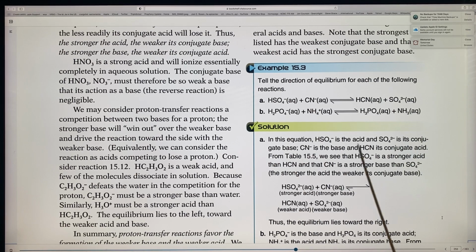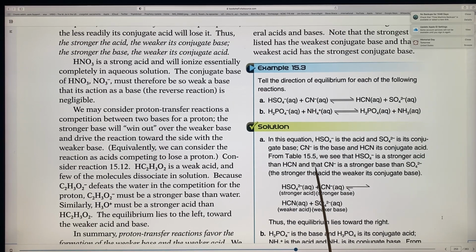Here it's explaining: in this equation, sulfuric acid is the acid, and sulfate is its conjugate base. So right here is the acid. Here's SO4 and SO4 here, so you can see that. And CN is the base right here, and its conjugate is going to be here. So you have two different things going on with their conjugates. One's going this way and one's going this way.